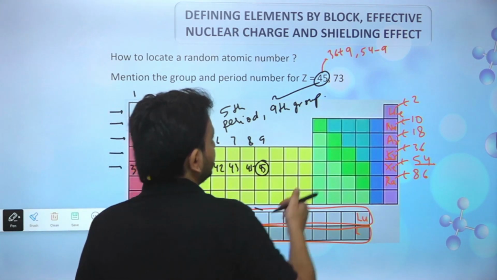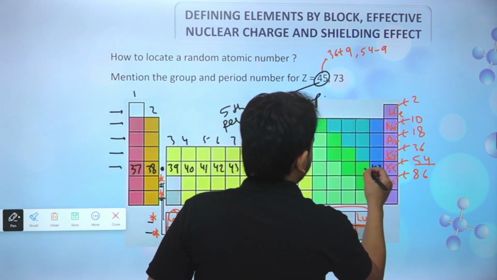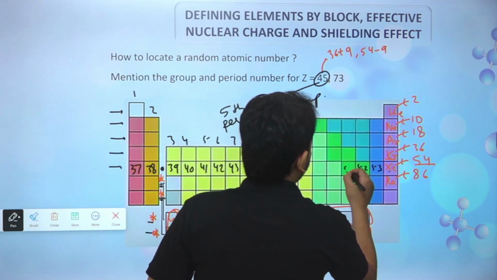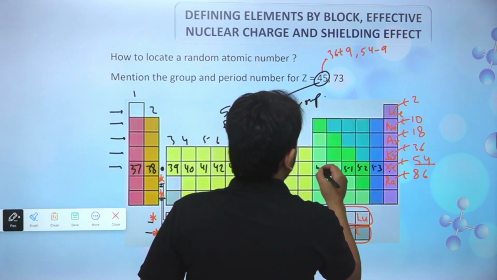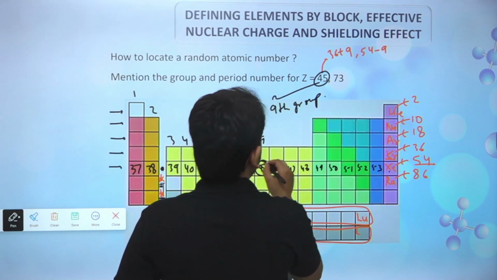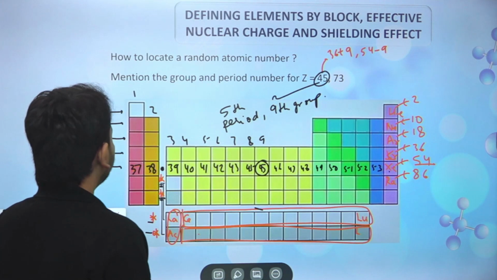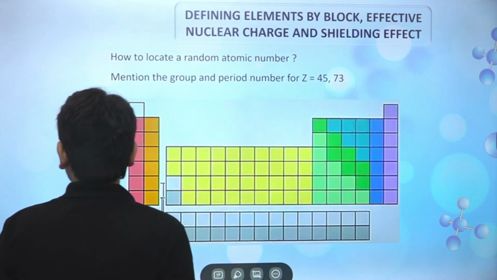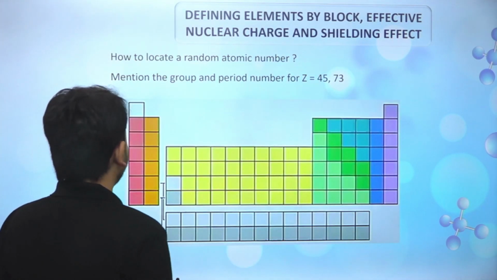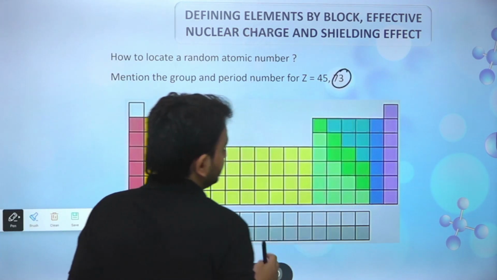Now if we go 54 minus 9, guys, so 54, this will be 53, 52, 51, 50, 49, 48, 47, 46, 45. Again we'll get the same number and we can locate it again. Now if we talk about the second one, guys, I'll just delete it. The second one is 73.